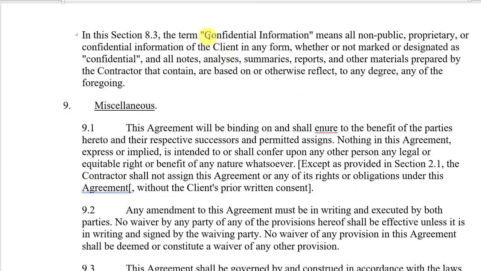So you can add a confidentiality agreement. There's one for that as well. But this clause states that any information shared is going to be regarded as confidential information.